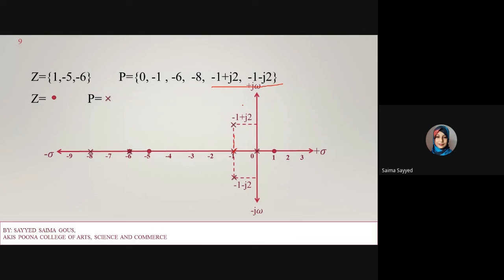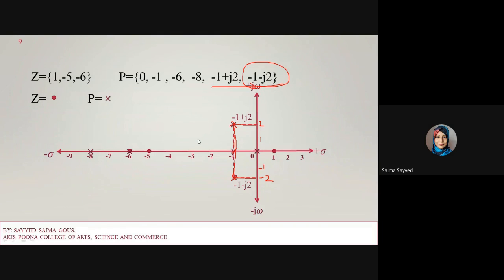On the j axis, this is 1, this is 2, and this is -1, here it is -1, and here it is -2. So here at -1 and +2 will be one pole, and the next pole is at -1 and -2. Just join this with a line, the imaginary line. So this is the zeros and poles representation of the transfer function.